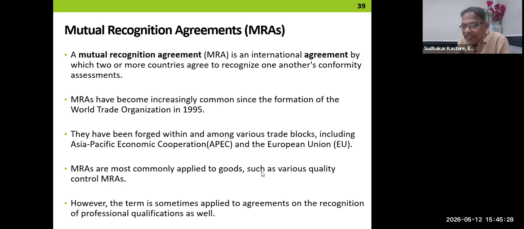They have become increasingly common from WTO's formation. They have been forced within and among various trade blocs, including Asia Pacific Economic Cooperation (APEC) and European Union. MRAs are most commonly applied to goods, various quality controls. The term sometimes applied to agreements on the recognition of professional qualifications as well.